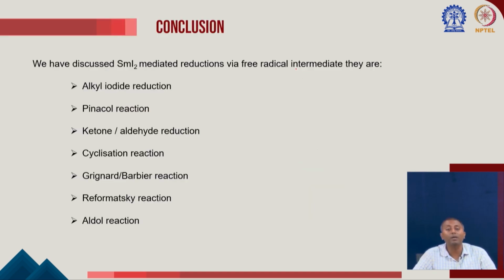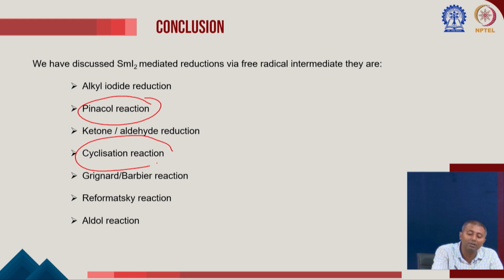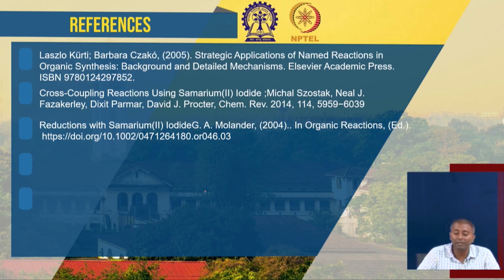So in this part I talked about samarium iodide generation, how you generate samarium iodide starting from 1,2-diiodoethane using samarium. Then I talked about the pinacol reaction, different types of pinacol reaction. It could be intramolecular or intermolecular. Then there are the ketone and aldehyde reduction reactions, and intramolecular cyclisation reactions to the olefin and alkyne. Then there are the Barbier reaction and the Reformatsky reaction, and also the aldol reaction. So I think these are the important references if you want to learn more about samarium chemistry.